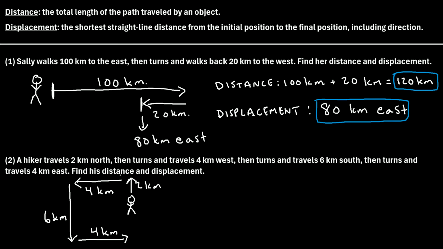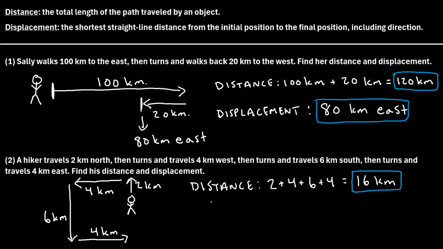So first, let's find his distance. Remember, that's just the total length of the path that he travels. So that's just going to be this 2 plus 4 plus 6 plus 4. When you add all those together, you get 16 kilometers. So let's write that down. So his total distance traveled was 16 kilometers.